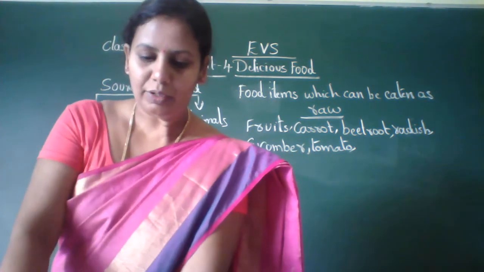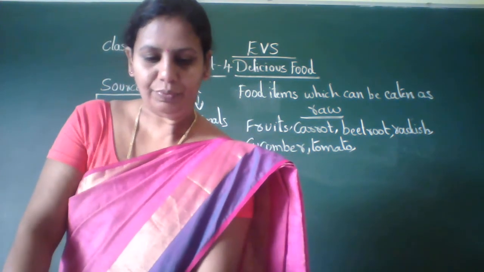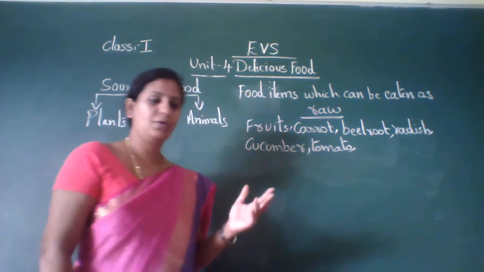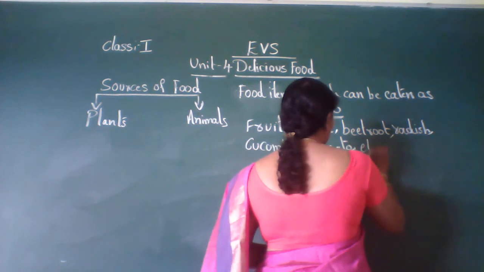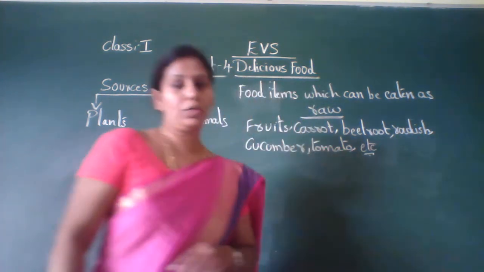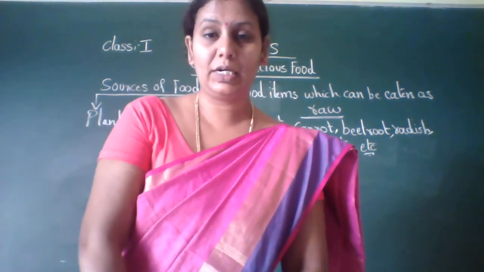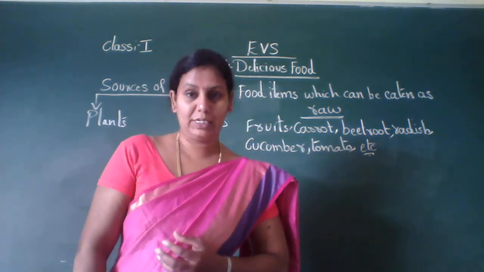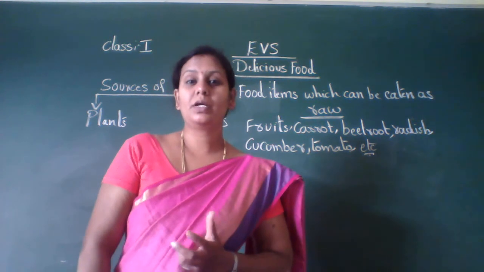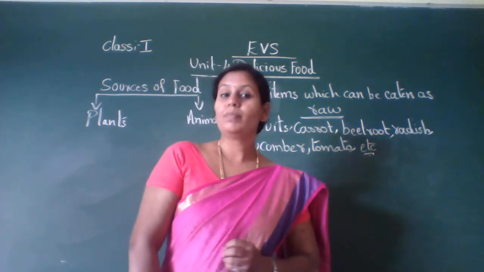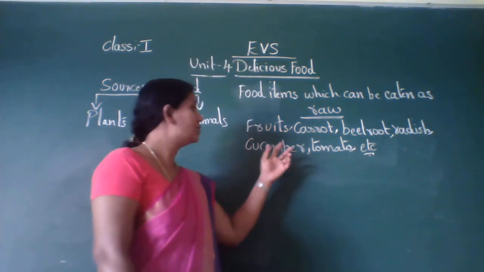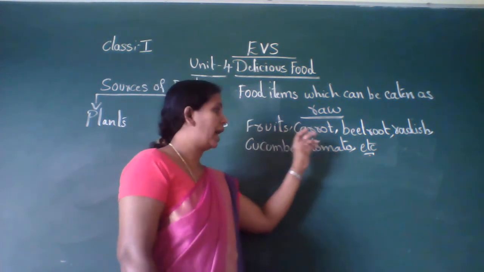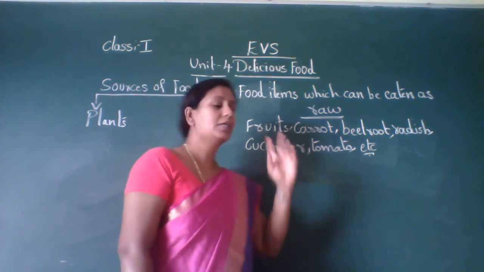Then what are the items you can eat? Isn't it, all the things eaten raw? Okay. So some people also eat onion and lady's finger raw. Then even bitter gourd, some people will eat, but it's very bitter. Radish is very spicy. But children, especially, will eat fruits. Everyone will eat fruits, and carrot, beetroot, cucumber, tomato.